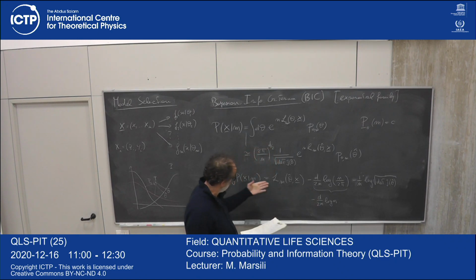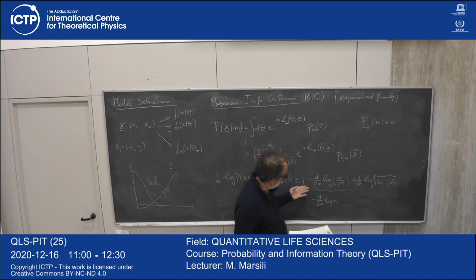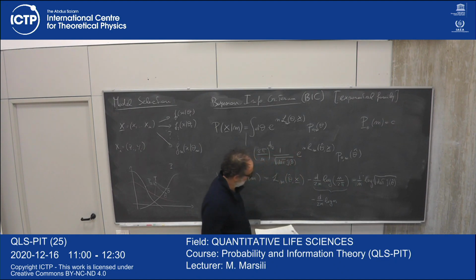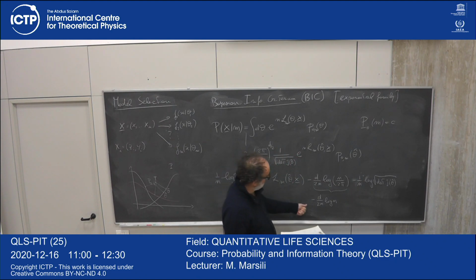However, this is only the next to leading term, the leading correction, because there are also other constants that you could consider. Okay, so in some sense, if you compare this, the penalty for the Bayesian Information Criterion, d over 2n times log n, is more severe than in the Akaike information criterion, where the penalty is just d divided by n.